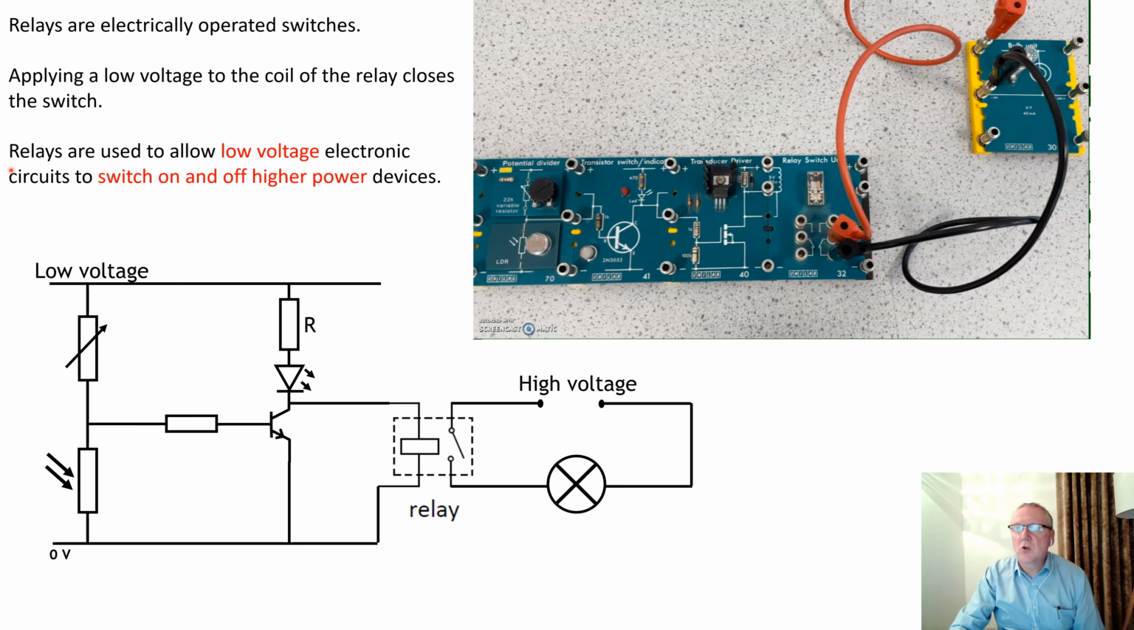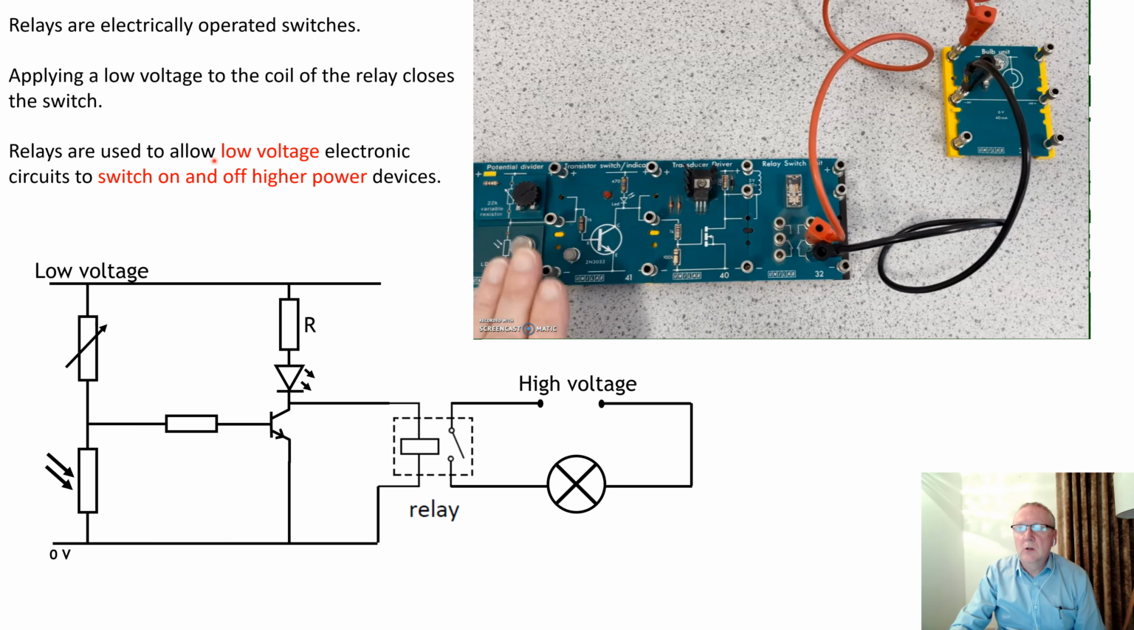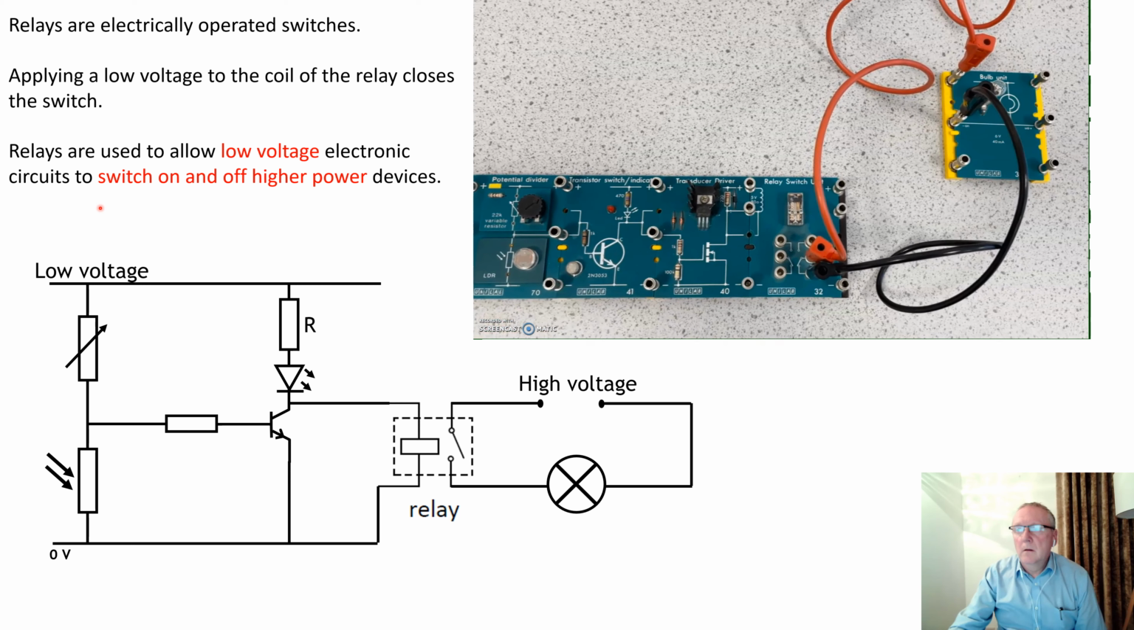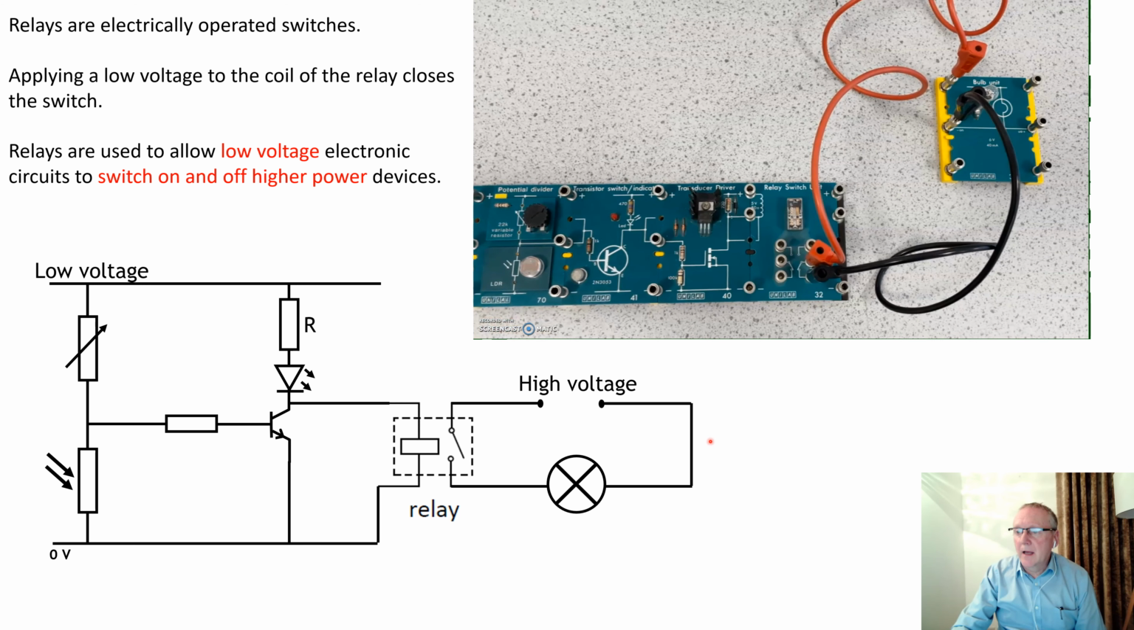And the big advantage of a relay, and something you need to remember, is that it uses a low voltage electronic circuit, which will be thin wires, cheaper, to switch on a high voltage, high current, high power circuit on the right hand side here. And that saves money basically.